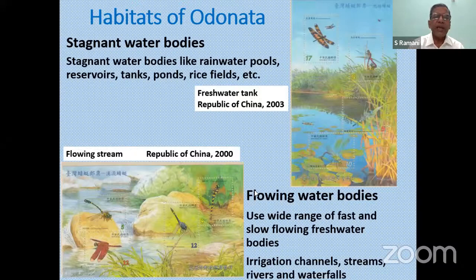Here is another habitat where dragonflies and damselflies are known to breed, in flowing water bodies, even in waterfalls, streams, rivers, and waterfalls, you can see them. So again, represented so nicely here, the habitat of these dragonflies in the background, you can see them with these four stamps. So that way, the habitat is also very nicely represented even in stamps.